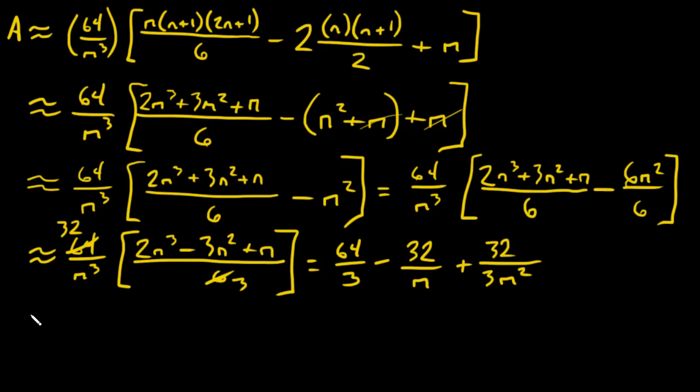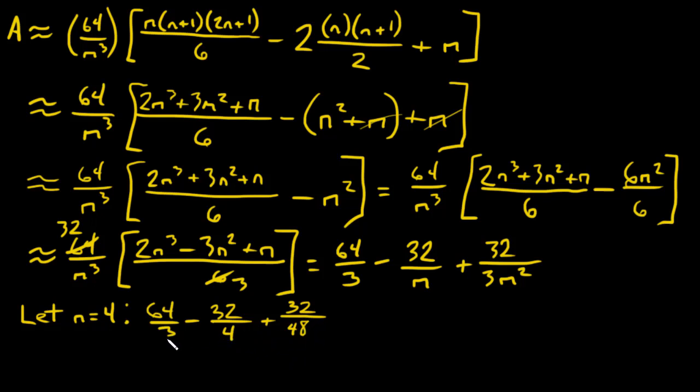So let n equal 4. Okay, n is 4. We get 64 over 3 minus, this is 32 over n, so 32 over 4, plus 32 over, this is going to be 16 times 3 is 48. I think that's right. So 48. Oh, 32 over 48. Yep. Wow. Alrighty.